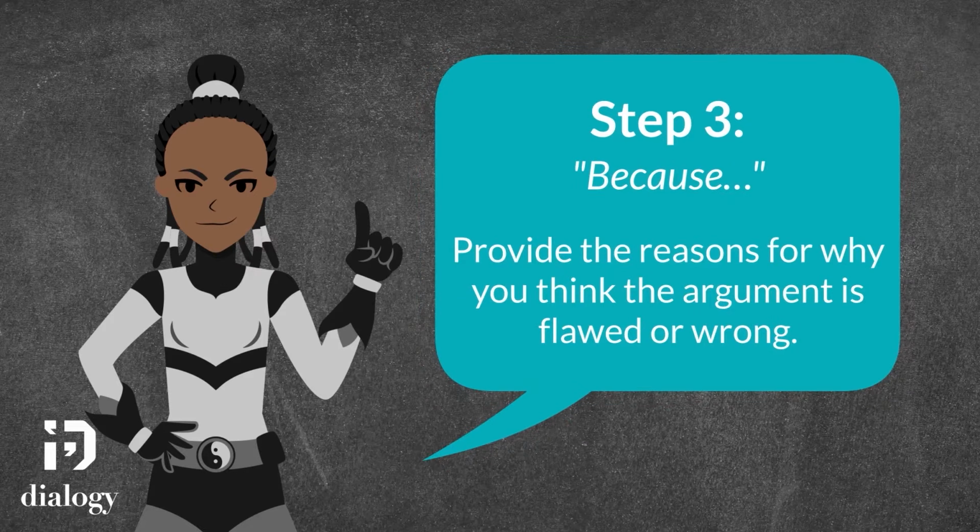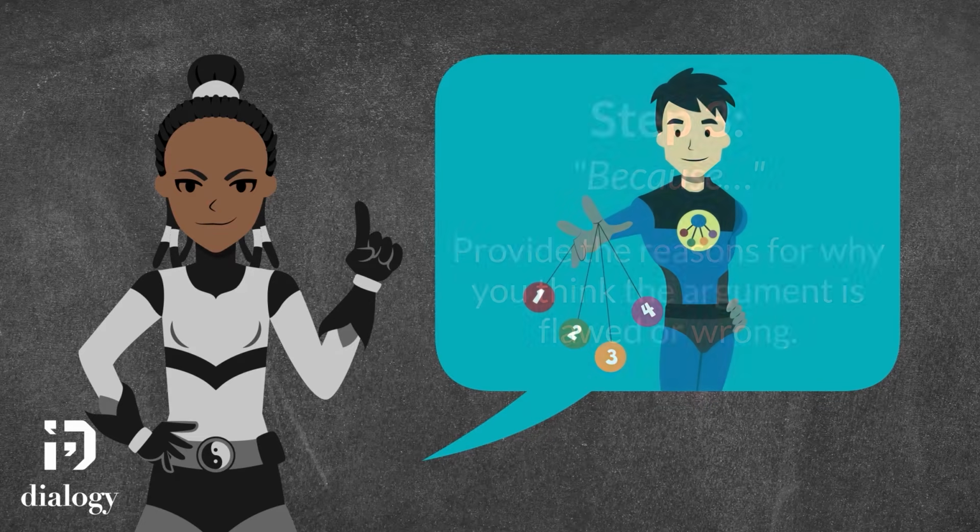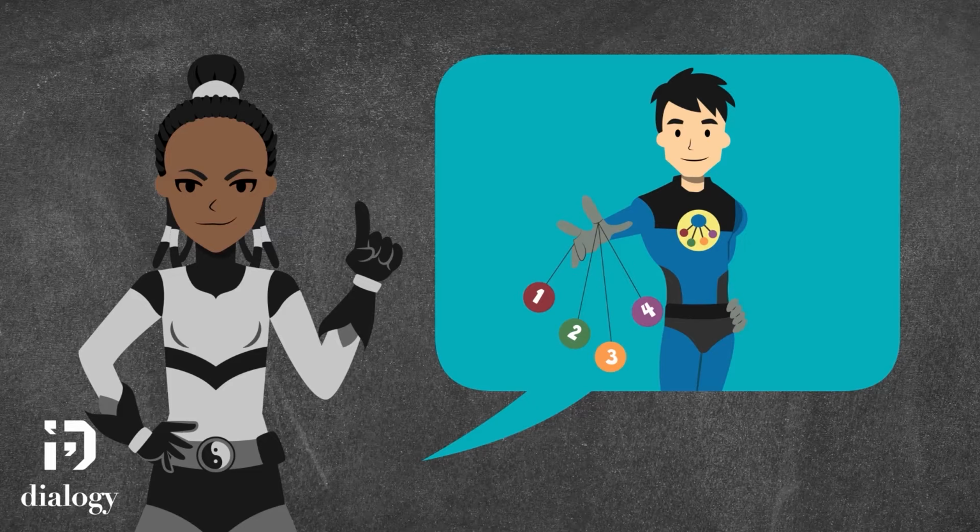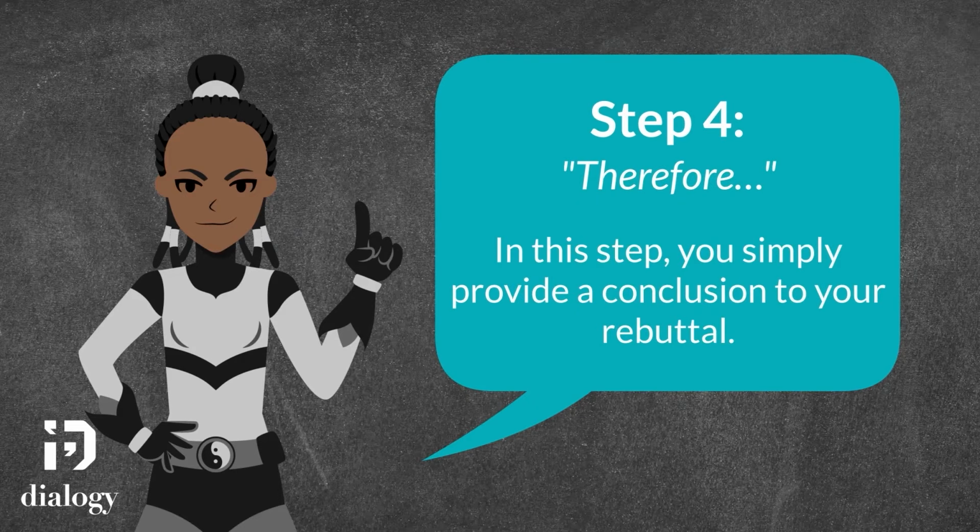Step 3. Because. In this step, you provide the reasons why you think the argument is flawed or wrong. There could be many reasons why you think the argument is flawed. Remember what Structure Sam says, and always enumerate these arguments. Step 4. Therefore, in this step, you simply provide a conclusion to your rebuttal. You might say, therefore, we think that this argument does not stand.